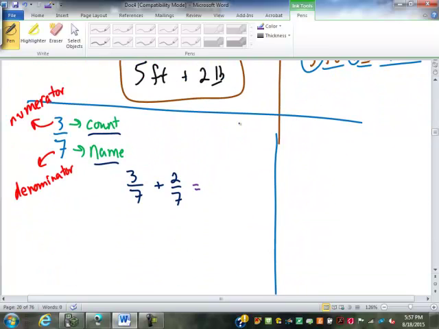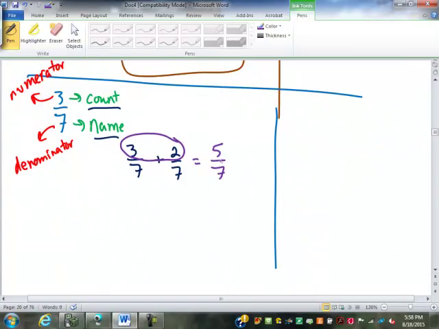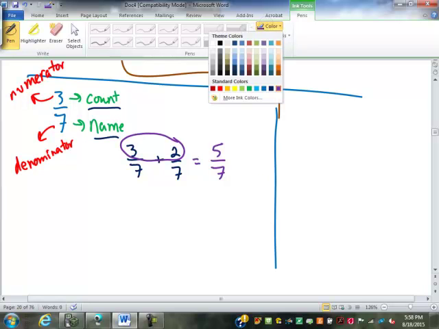They also taught us when we add the fractions, what are we going to do? What a really talkative group. We're going to add the numerators. 3 plus 2 is 5. And keep the common denominator, 7. Again, that's not a special rule for fractions. Anytime we add numbers, we combine the counts and we keep the same name. It just looks different because fractions look a little different.